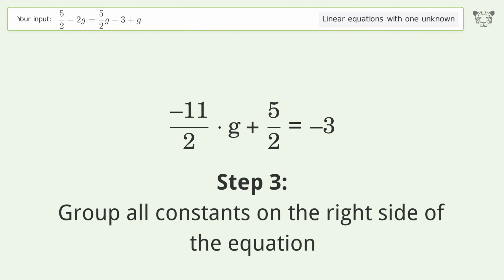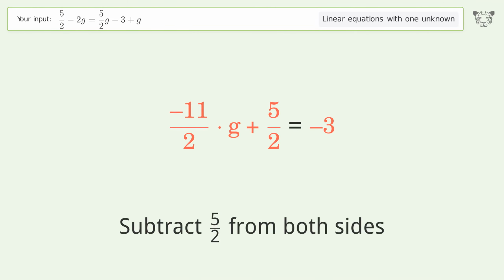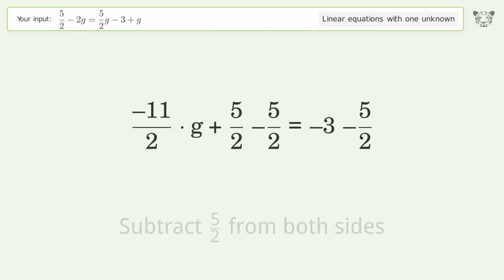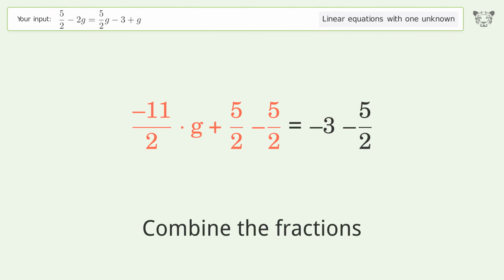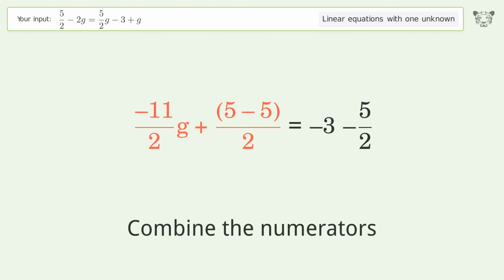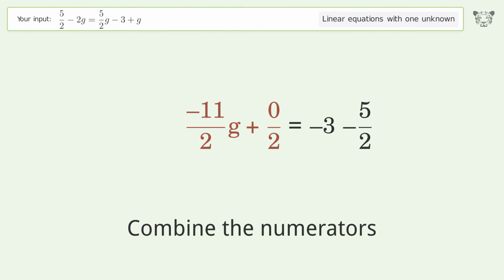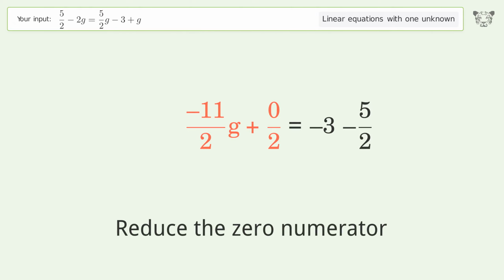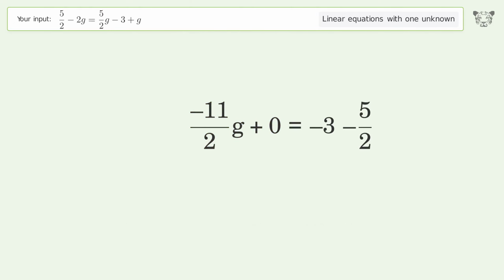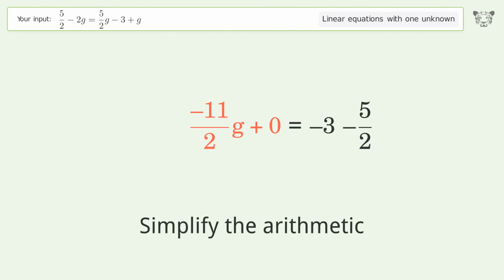Group all constants on the right side of the equation. Subtract 5 over 2 from both sides. Combine the fractions. Combine the numerators. Reduce the zero numerator. Simplify the arithmetic.